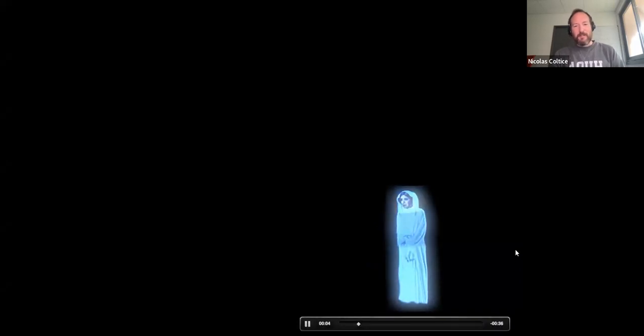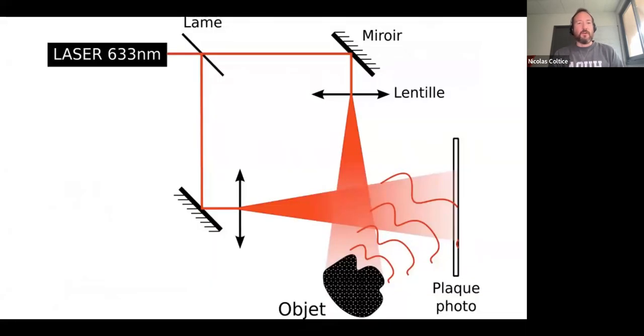So I'll start with this. If it ever starts, would be nice. Sorry, yes. So what you see here is a famous image. It's a hologram in a famous movie. I guess maybe some of you know Star Wars. So this is a hologram. And what is a hologram?